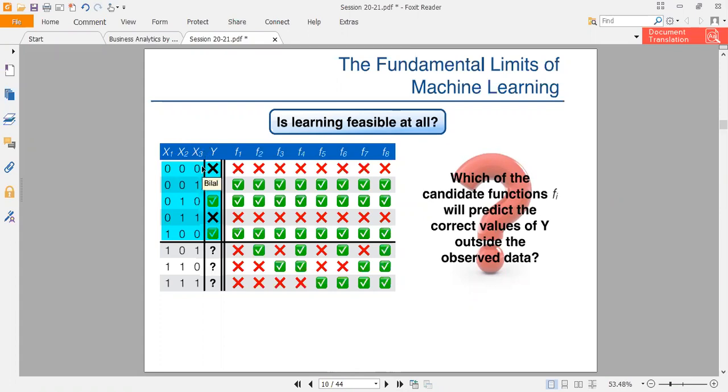It can either be 0 or 1. So total, how many possible cases will you have? 2 multiplied by 2 multiplied by 2. You have a total of 8 cases if you look here. The number of rows you have is 8 possible cases.